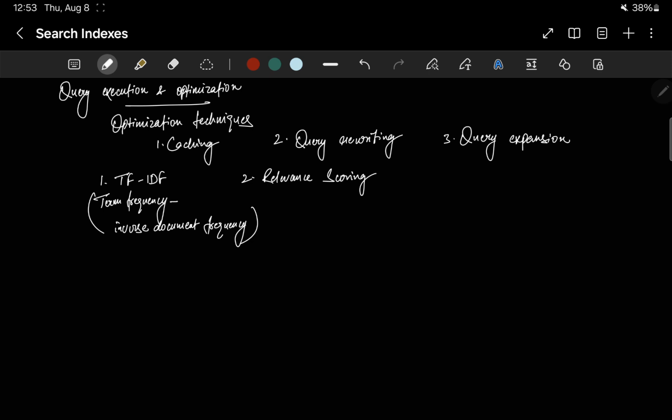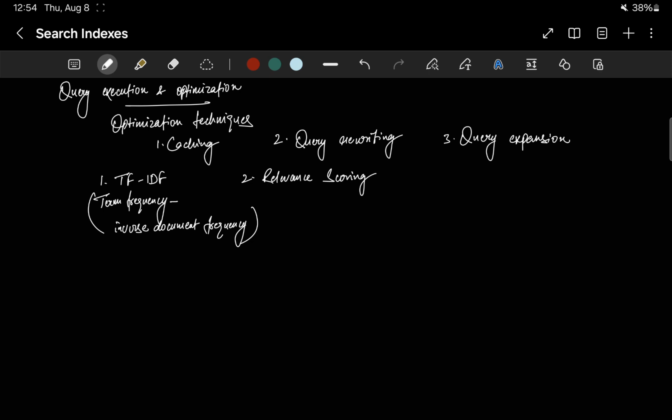Okay. Next is relevance scoring. Relevance scoring is the process of assigning a numerical score to a document based on its relevance to a specific query or topic. In search engines, relevance scoring helps rank search results based on how well they match the user's query. For example, when a user searches for best smartphones, a search engine uses relevance scoring to rank smartphones based on their relevance to the query. Smartphones with more mentions of best and smartphones in their descriptions are likely to receive higher relevance scores and appear higher in search results. Okay.